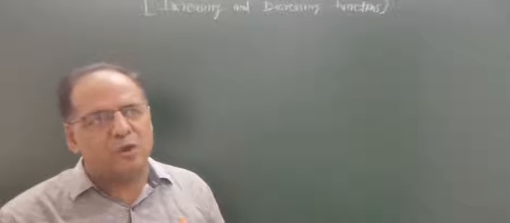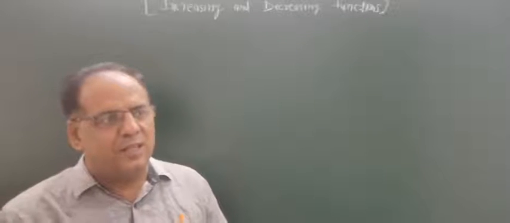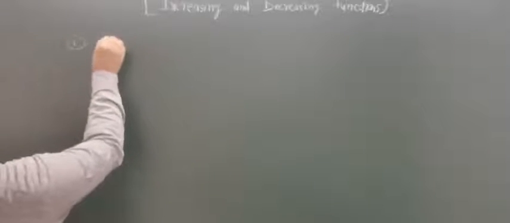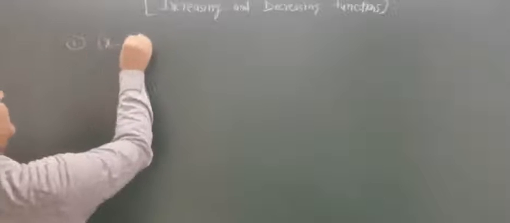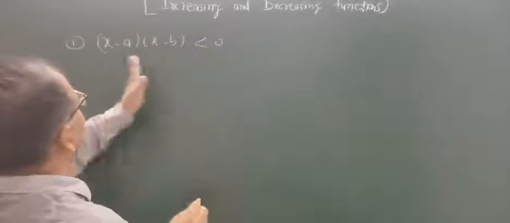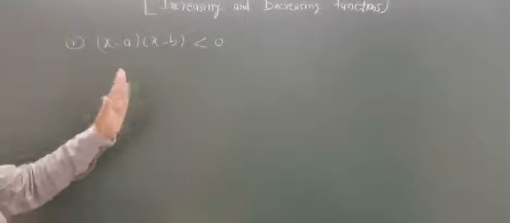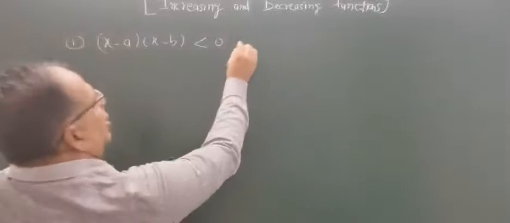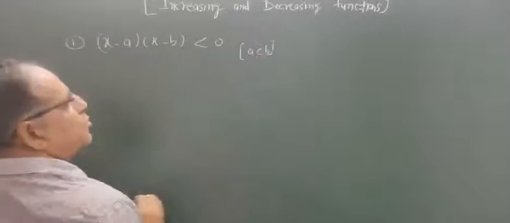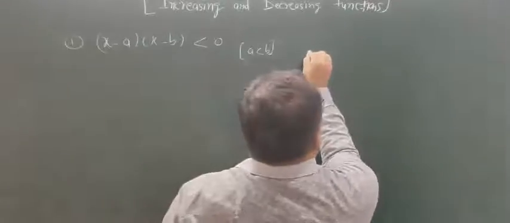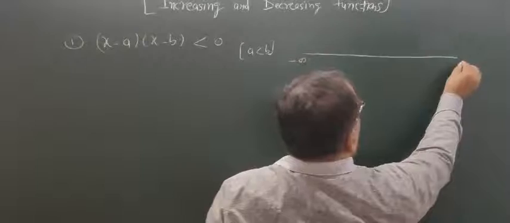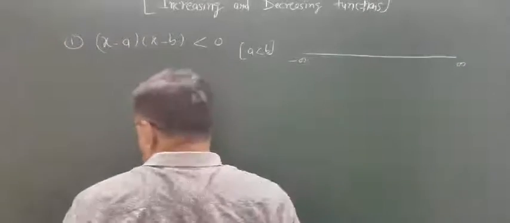So there we have some inequations. How can we solve these inequations in this topic? The first condition, suppose that (x minus a)(x minus b) is less than 0. This is the inequation. How can we find the solution of this inequation? We consider here a is less than b. So now we draw a number line. Number line means the set of real numbers whose end points are minus infinity to infinity.